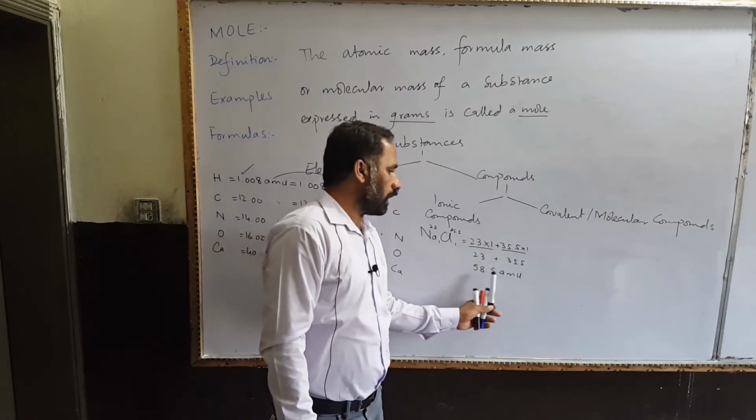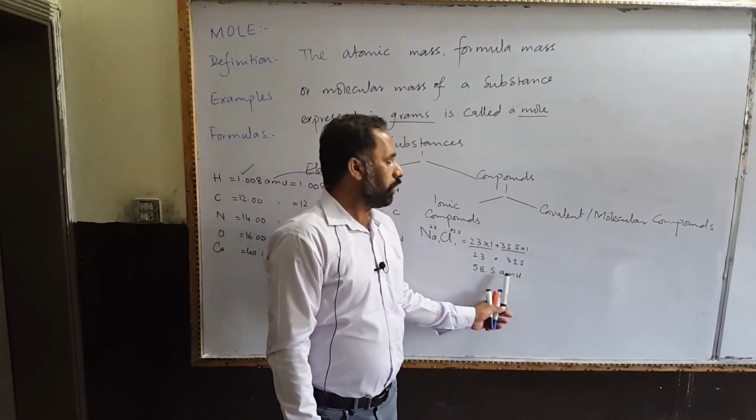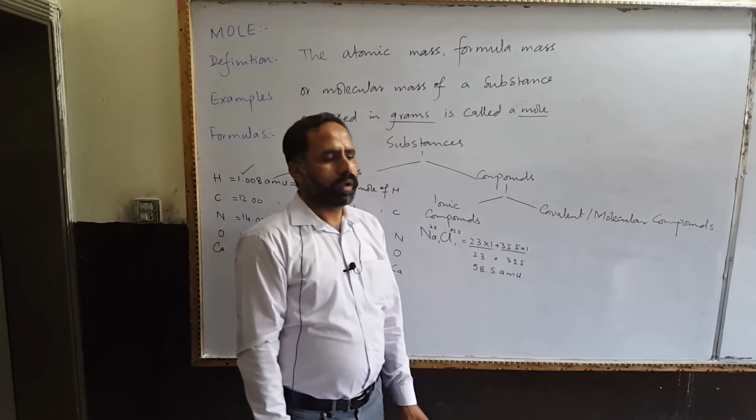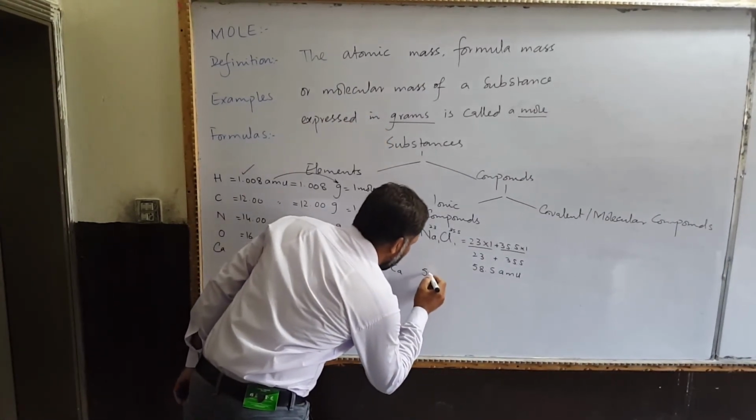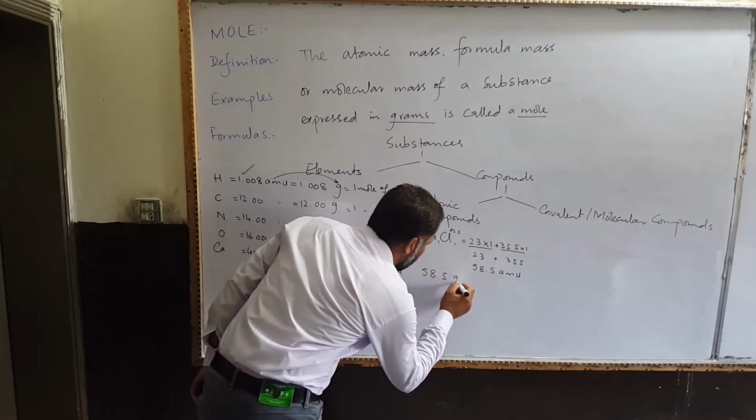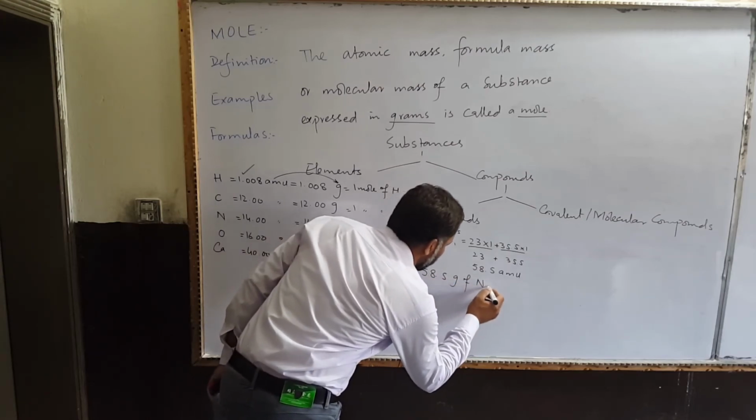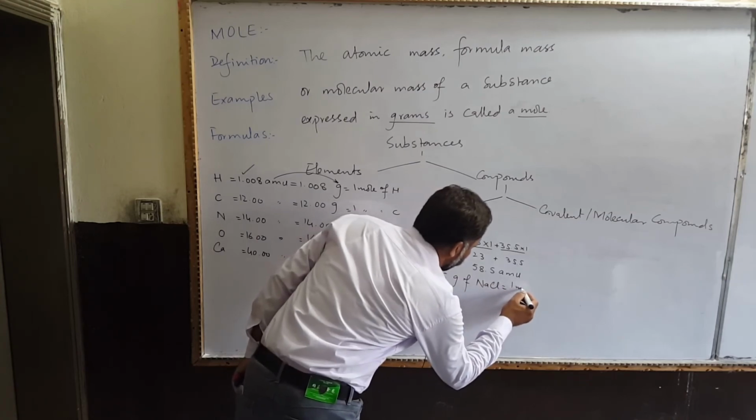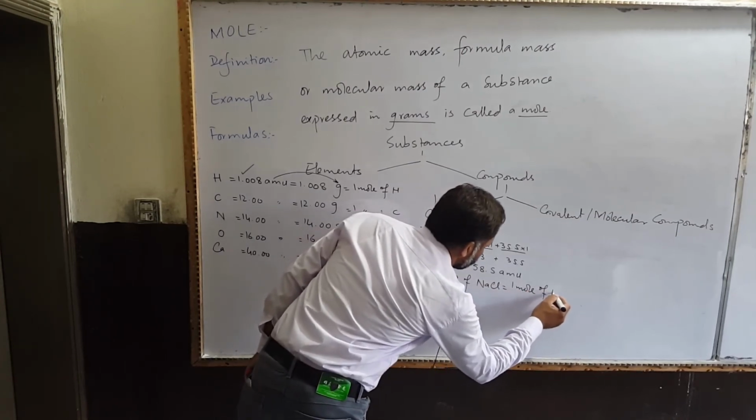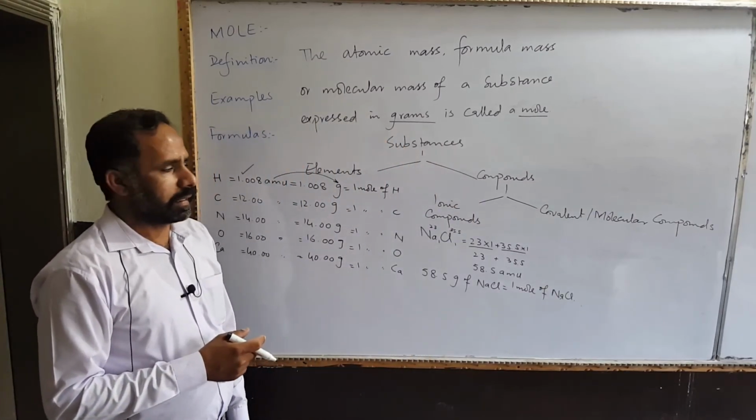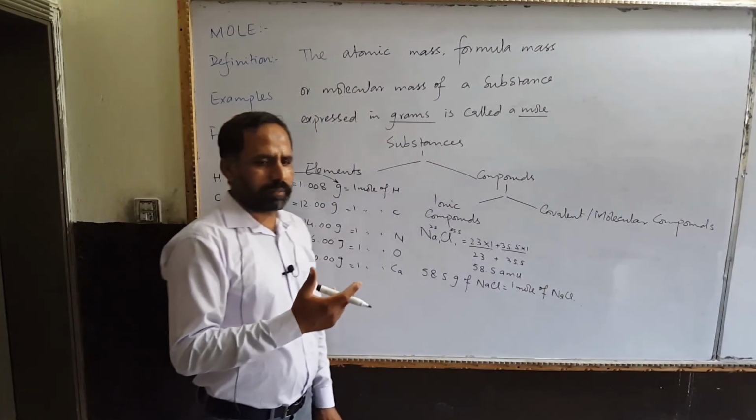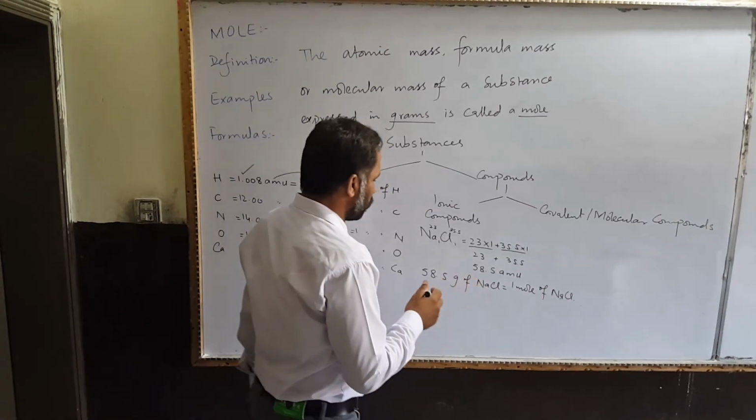58.5 AMU is the formula mass of NaCl, but we have to calculate the mole, so we have to take it in grams, not in AMU. 58.5 gram of NaCl is equal to 1 mole of NaCl. And many more examples are there: sodium carbonate, calcium carbonate, etc.